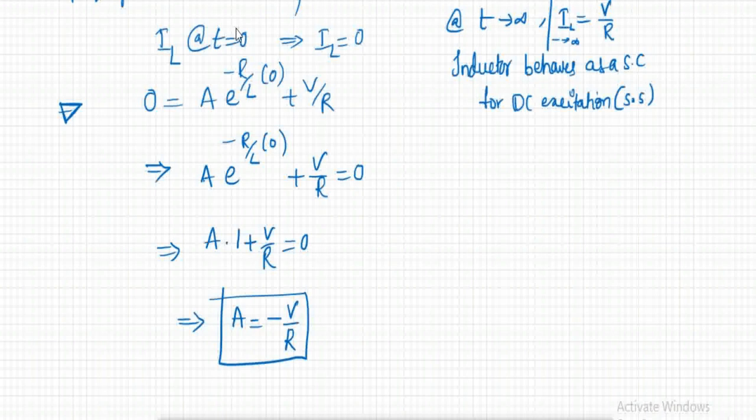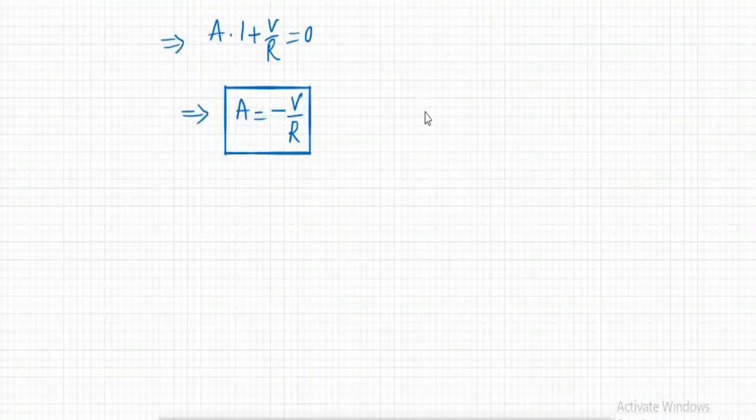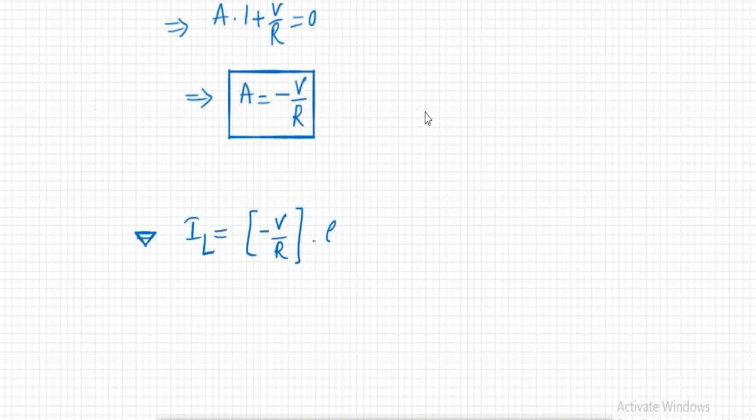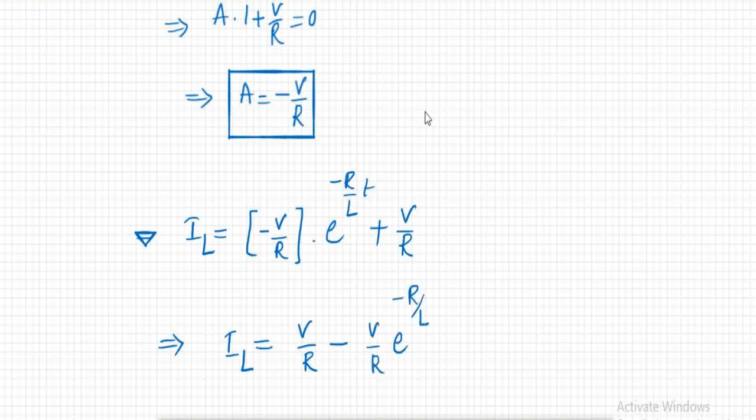Okay. So I am going to substitute this A value in our expression for inductor current. So that will become IL equal to, in the place of A I am placing minus V by R into e power minus R by L into T, plus particular integral, the steady state value of current, that is V by R. So if you rearrange this expression, the solution for this non-homogeneous linear differential equation is given as IL equal to V by R minus V by R e power minus R by L into T.